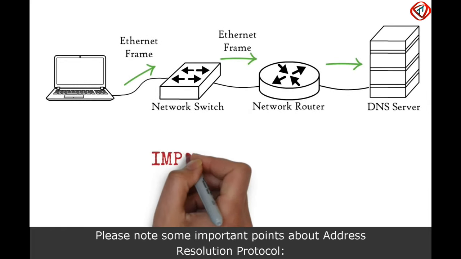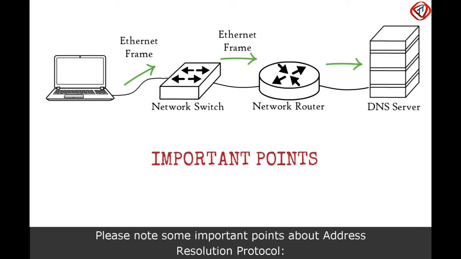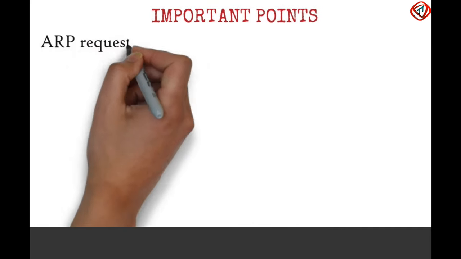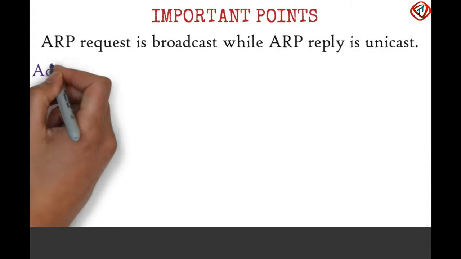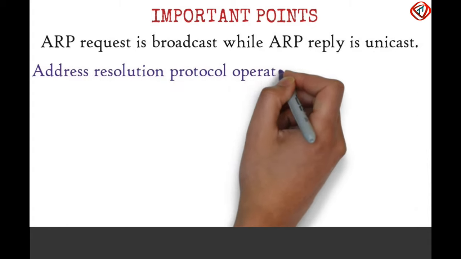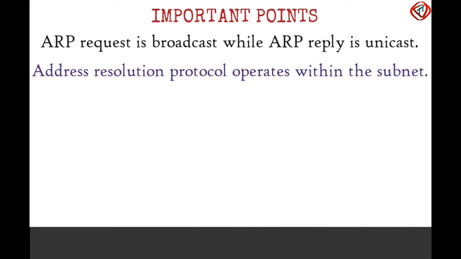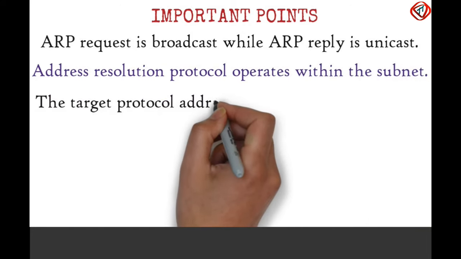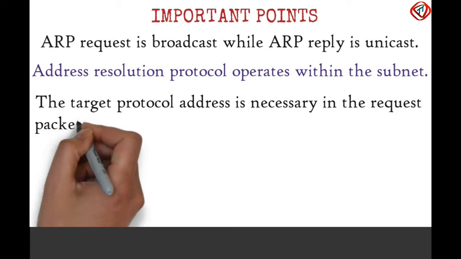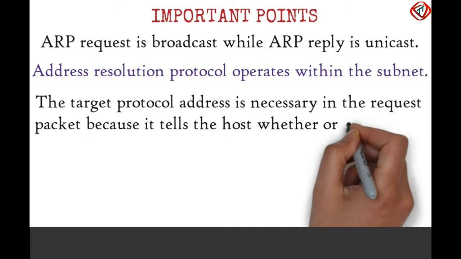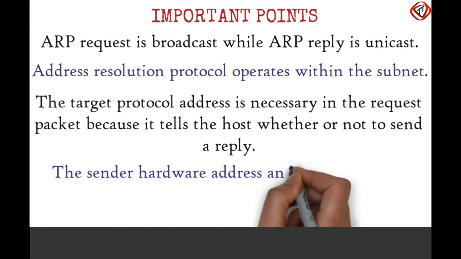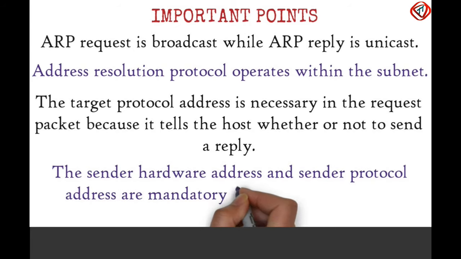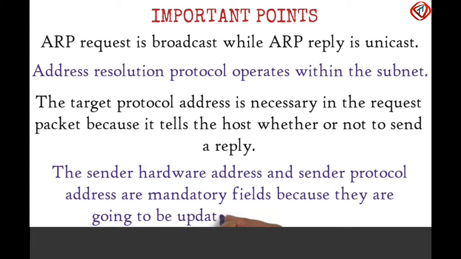Please note some important points about address resolution protocol. ARP request is broadcast while ARP reply is unicast. Address resolution protocol operates within the subnet. The target protocol address is necessary in the request packet because it tells the host whether or not to send a reply. The sender hardware address and the sender protocol address are mandatory fields because they are going to be updated on the ARP table.